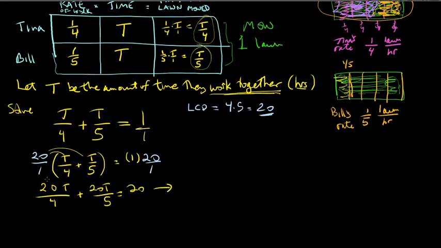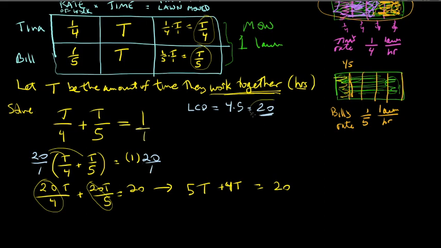So notice what we can do here. 20 divided by 4 is 5, so this is just 5 times t. And 20 divided by 5 is 4, so this is 4 times t. And that has to equal 20. I think you can definitely take it from here. We got rid of the fractions.